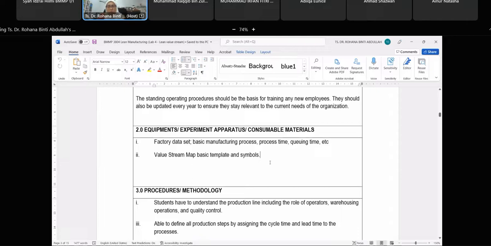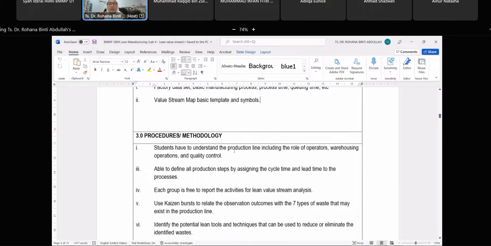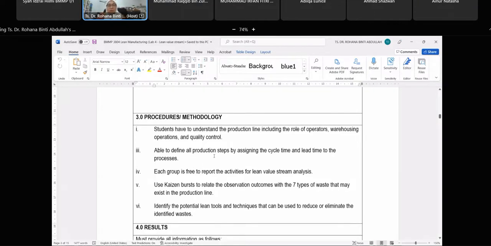You have also been briefed on the basic VSM templates and the standard symbols, right? You can use the standard symbols that I've shared with you earlier, and also the basic VSM template. So basically you should understand the data properly, the information provided to you in terms of the operators, the quality control, everything that I will share with you afterwards, right? And then each group is free to report the activities for lean value stream analysis, alright?